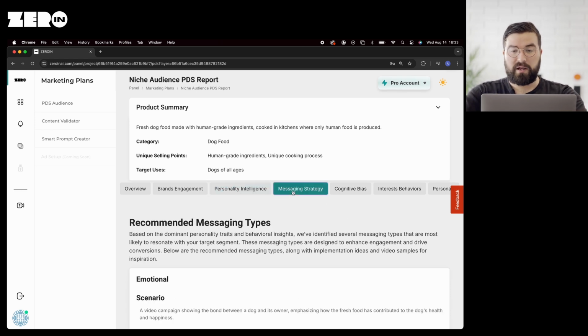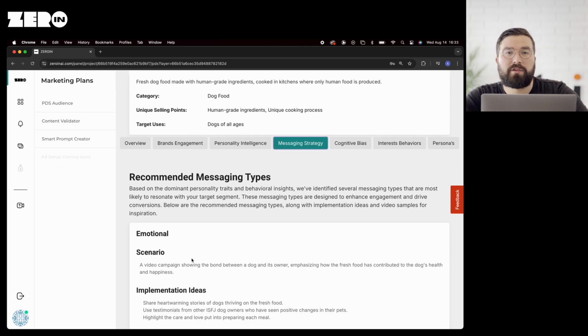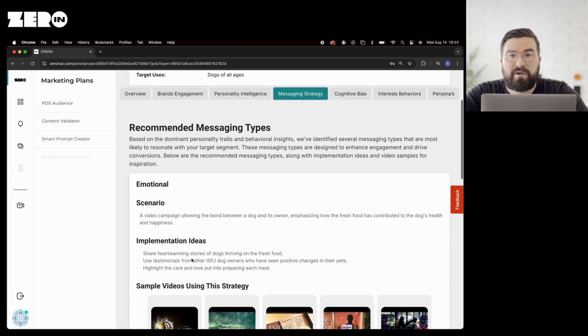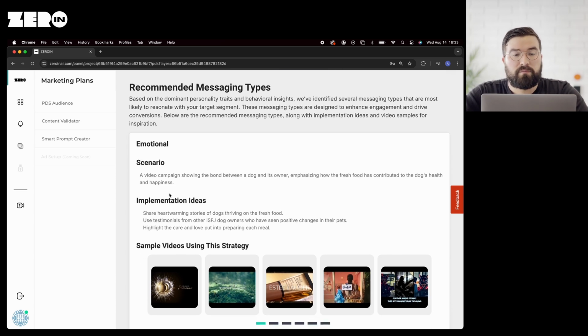The next thing that's really great here is understanding your messaging strategy. So in this tab, based on what we know about the personality and the behavior, you're looking at the ways you can best reach, speak to, and engage with this audience so that you are driving a lot of engagement from their end. So it'll give you some ideas of messaging types. So emotional: a video campaign that could show the bond between a dog and its owner, emphasizing how the fresh food has contributed to the dog's health and happiness.